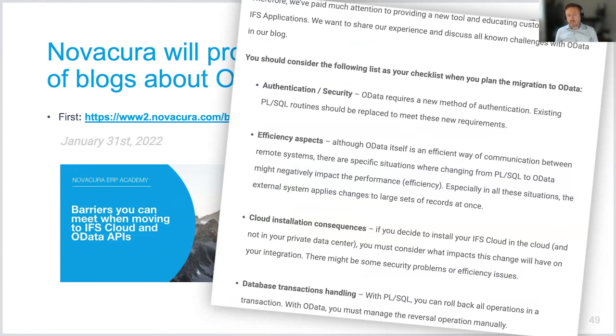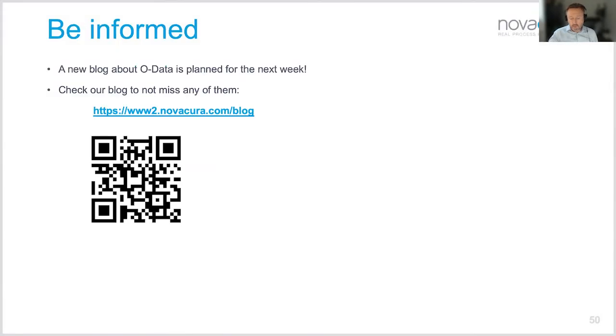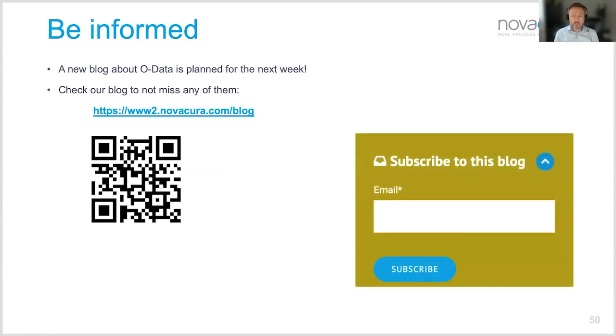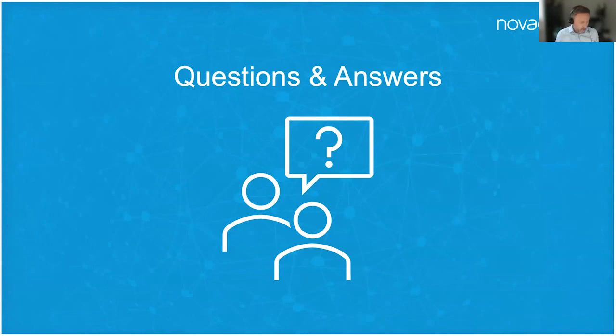In this first article, we listed and gathered all the values you might see when you plan your migration to IFS Cloud in the context of the OData API. In the upcoming articles, we will cover particular barriers. For instance, we will talk about potential efficiency issues, authentication and such things. So stay with us, simply visit our blog and preferably subscribe. Don't worry, it's only one email a month and you will not miss any of our latest OData blogs.